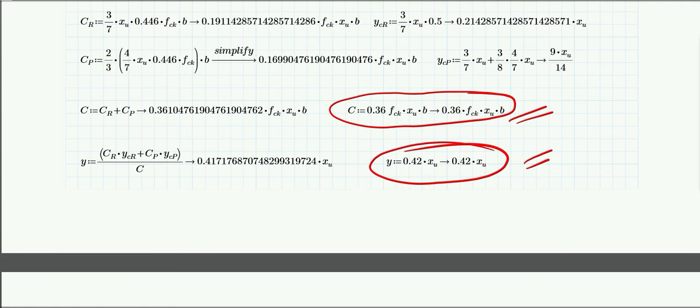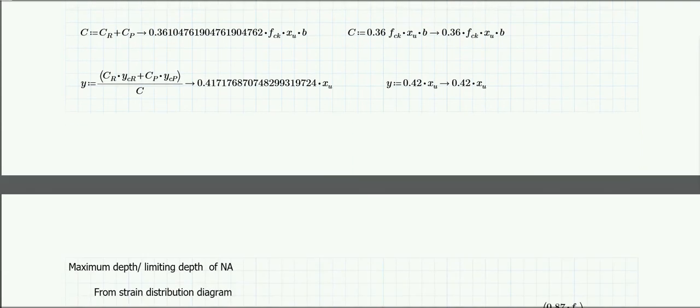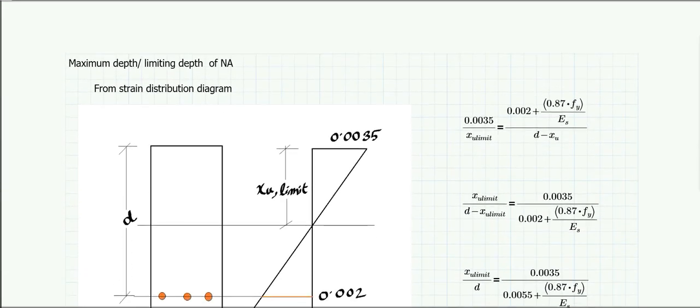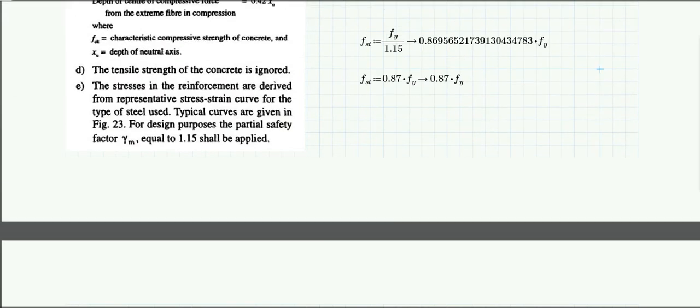Okay, now let's dig into some other things. As we have already looked into all the clauses and all the assumptions, we have also discussed that the partial safety factor for steel is considered as 1.15.